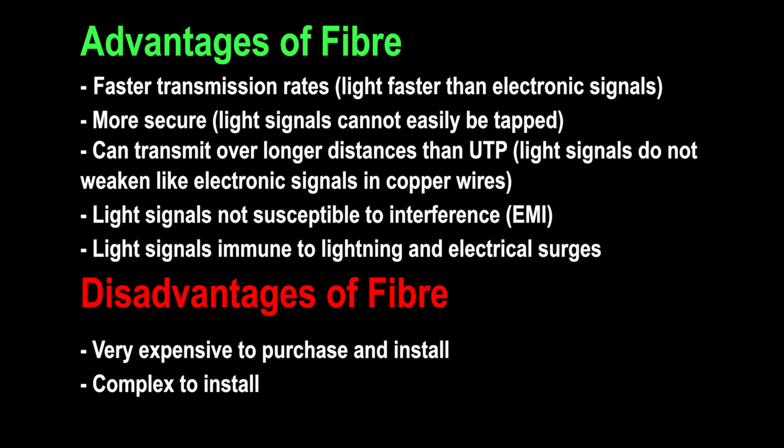It can transmit over longer distances than UTP, as light signals do not weaken like electronic signals in copper wires. Light signals are also not susceptible to EMI. Light signals are also immune to lightning and electrical surges. The disadvantages of fiber are that it is very expensive to purchase and install, as it requires expensive machinery, and it is also complex to install.